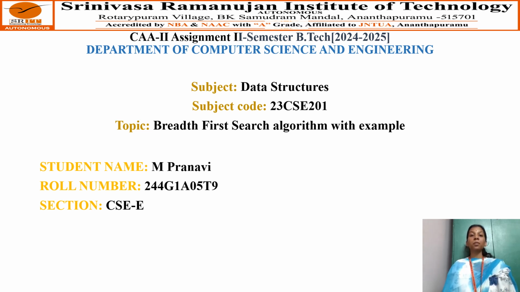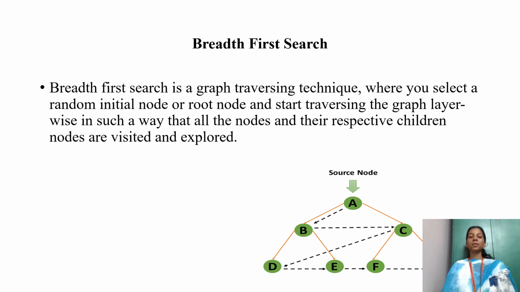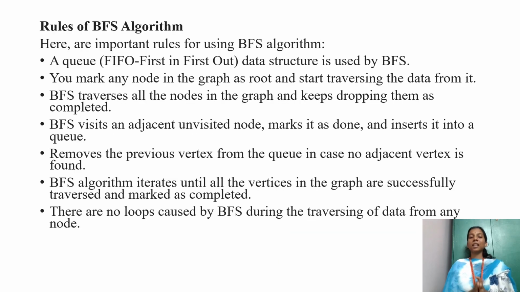Today I am going to present a PPT on the topic breadth first search algorithm. So let's get started. Breadth first search is a graph traversing technique where we select a random root node or an initial node and start traversing the graph layer by layer in such a way that all the nodes and the respective child nodes are visited and explored. Next, there are some particular rules that we need to follow during the BFS search.